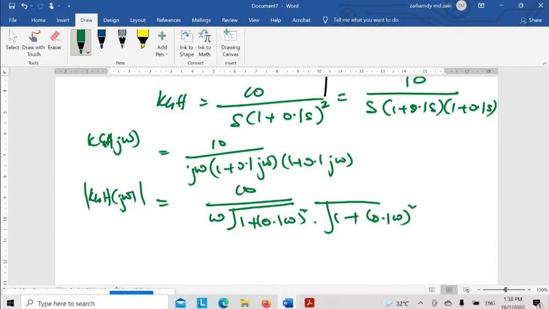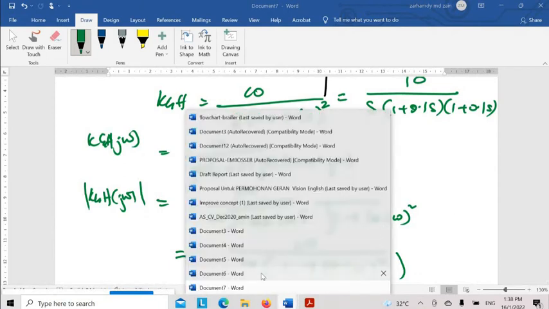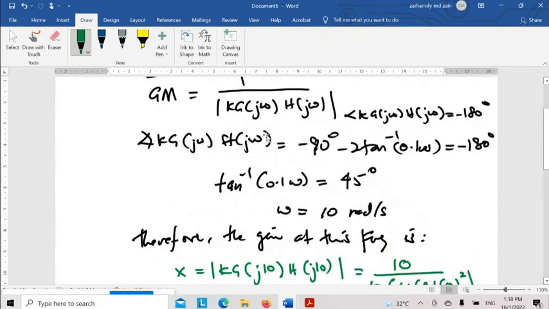Betul tak? Kita akan dapat ni, lastly, 1 campur 0.1 omega kuasa 2. Setuju? Ya, baik okay. So this is our theoretical for gain margin. Ingat tau, you need to remember this.